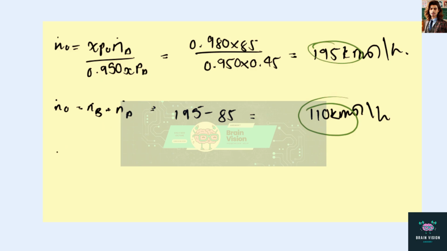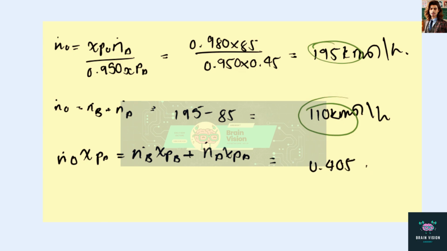So the mole fraction, calculate using the following equation, nF xPF is equal to nB xPB, add nD xPD. So our mole fraction here is 0.405 mole.